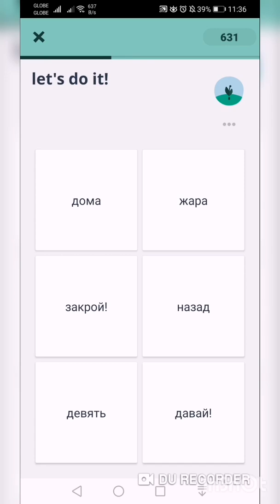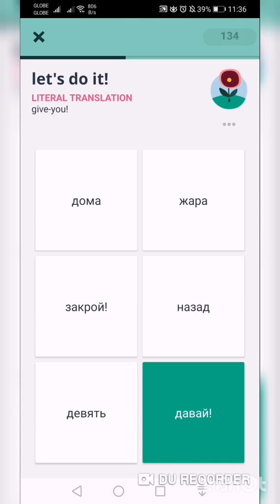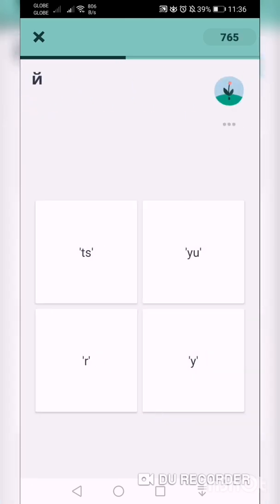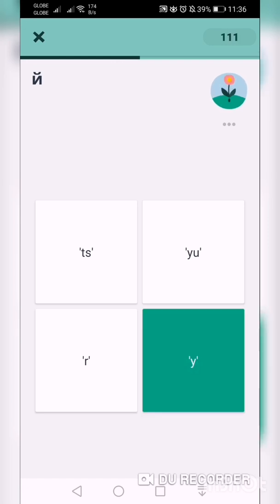Let's do it. It's davai. Where's davai? Okay, look for the D looking choices. We have three D choices. Which of those has a Y sound? This one. Давай. All right. Davai. Okay, that's the Y sound. Й. Y.